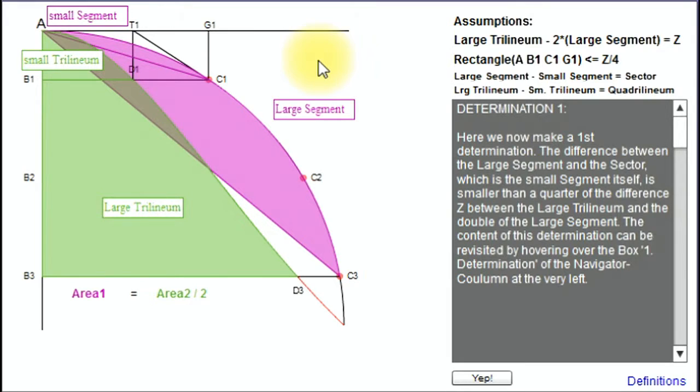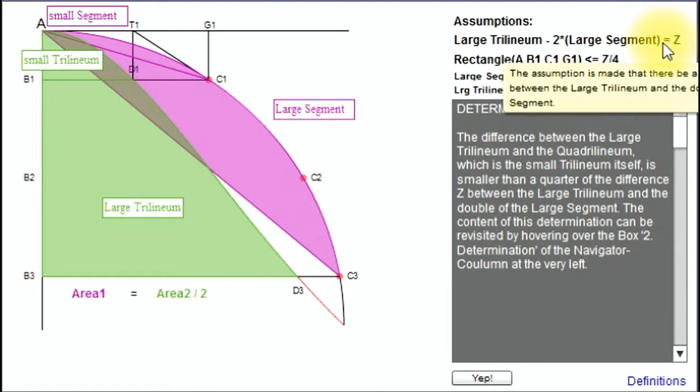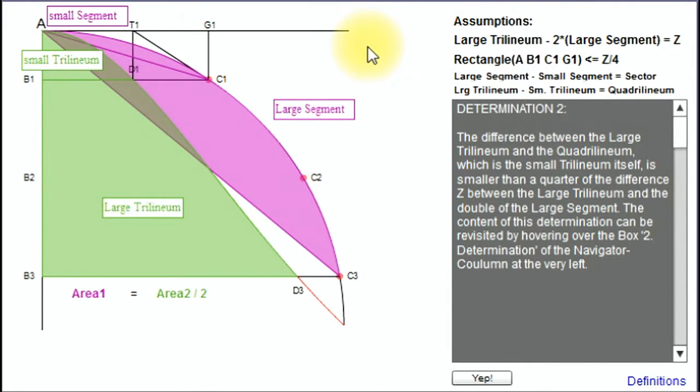So we arrange our point C1 in a way that we can be sure that the area of the small segment is smaller than a quarter of the set. This is easily possible by placing the C1 point accordingly. From this basis we go on to a second determination, where we arrange the C point also in a way that the small trilineum, as a part of the large trilineum, is also smaller than a quarter of the difference set between the large segment and the large trilineum.